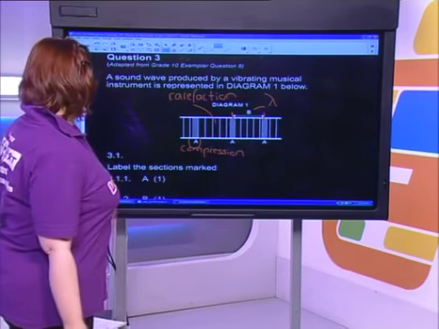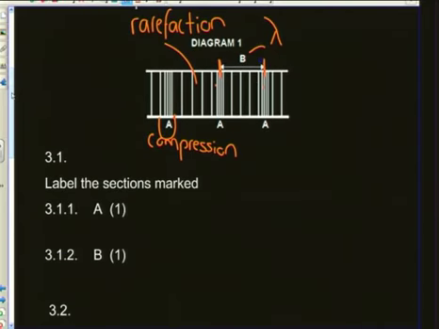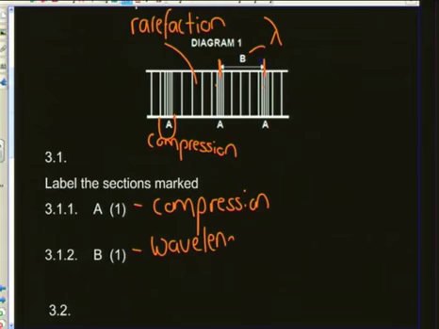Now they say label the sections marked A and B. Oh wait, we've already done that. Didn't even look at the question. So part A we said was a compression, and part B was wavelength. Nice and simple. 2 easy marks.